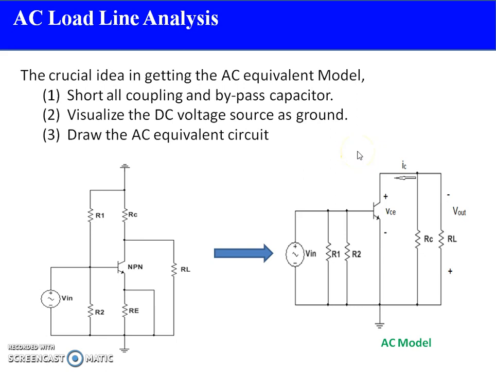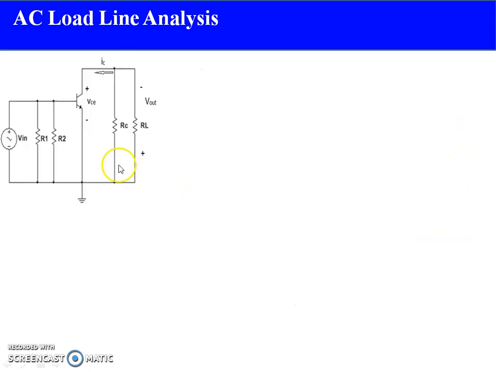After deriving this model, now I need to write down the mathematical formulation to plot the AC load line. This is the same model which we showed in the previous slide. Now you write down the KVL equation in the output branch.